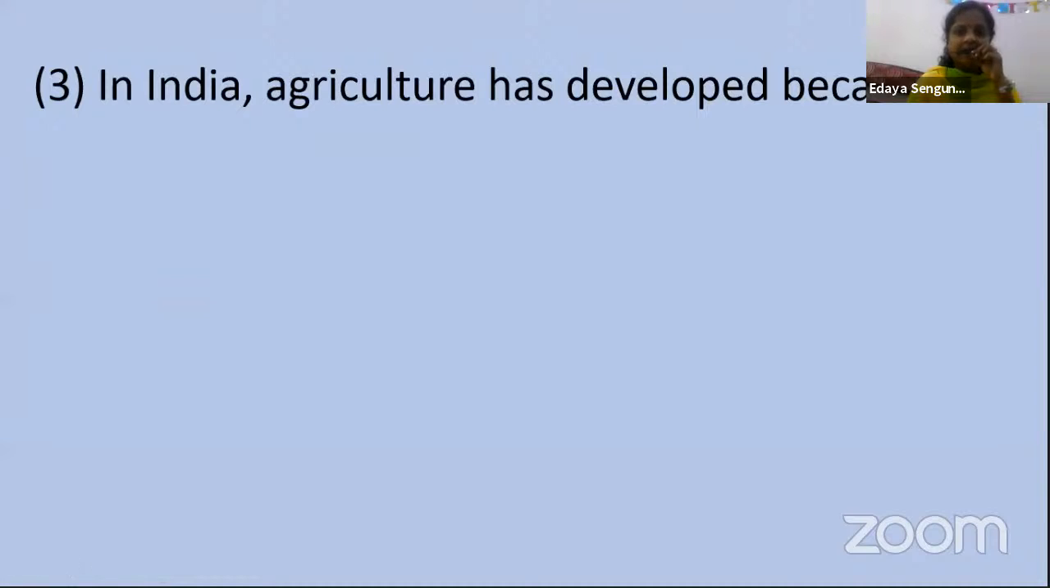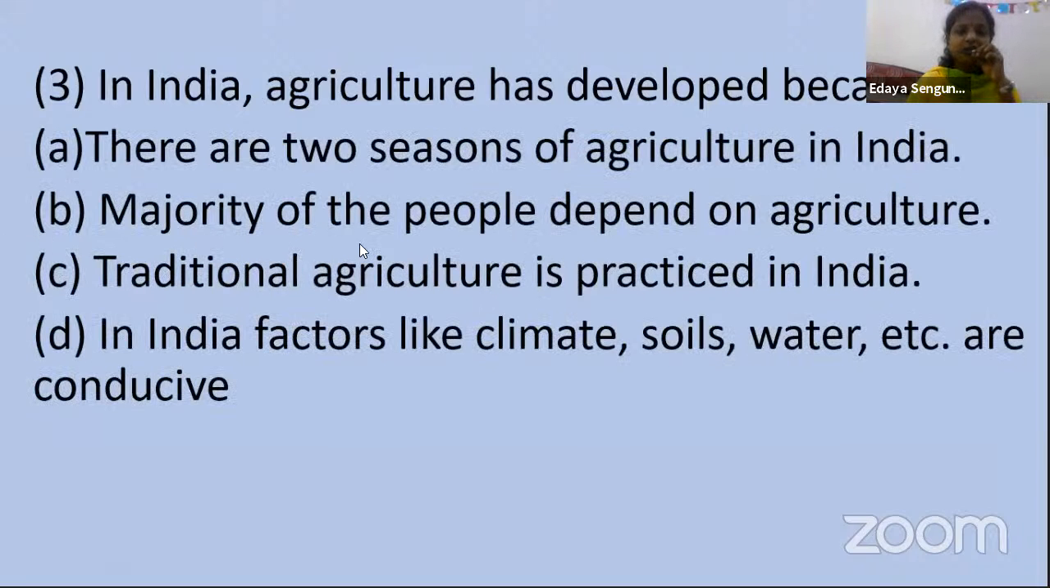In India, agriculture has developed because of what? What is the reason why agriculture is developed in India? There are two seasons of agriculture in India. Majority of people depend on agriculture. Traditional agriculture is practiced in India. In India, factors like climate, soil, water, etc. are conducive. So, which is the right answer here? Traditional agriculture is practiced in India. Yes, good, very good. Option C is the right answer.